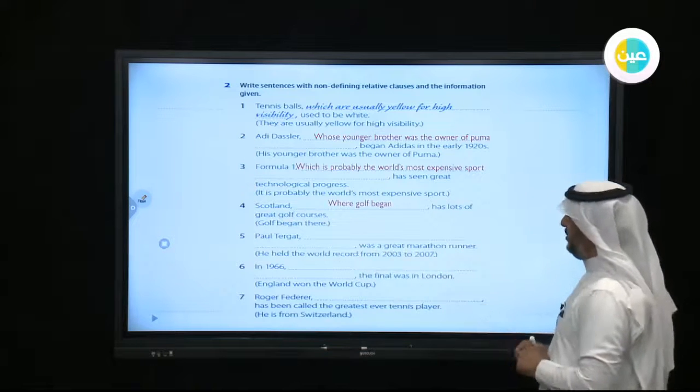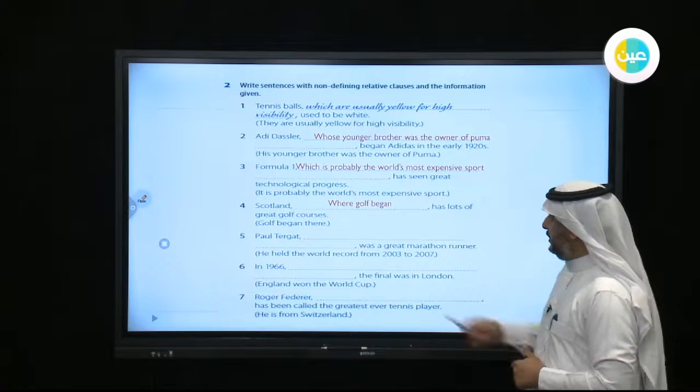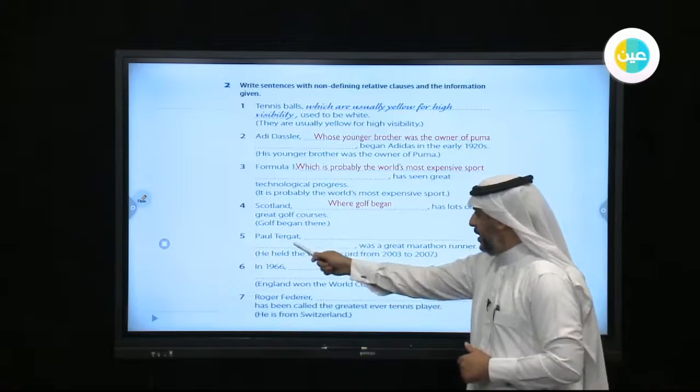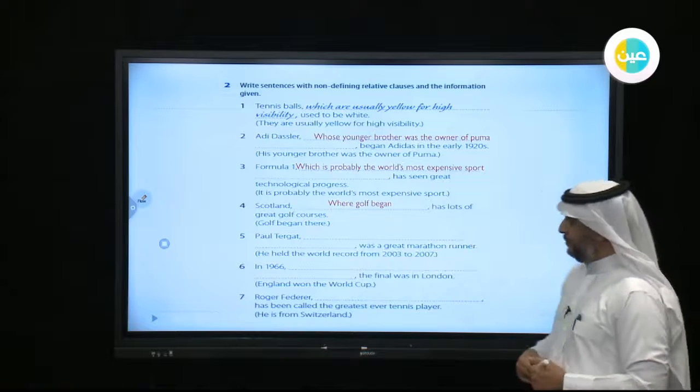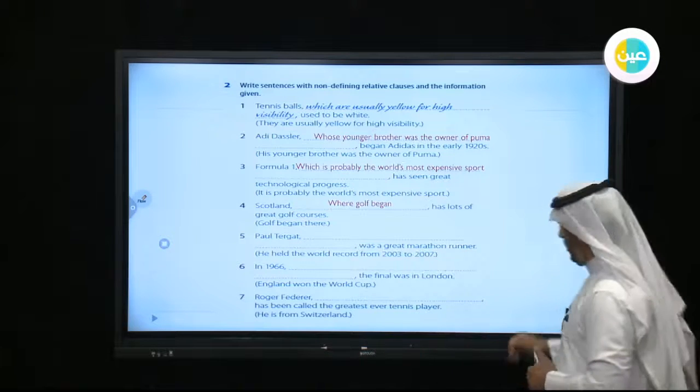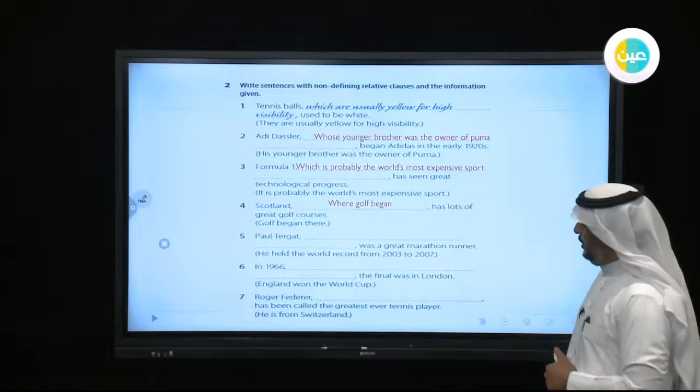Clear? Number 5, Paul Tergat was a great marathon runner. Paul Tergat is a person. So what do we use?